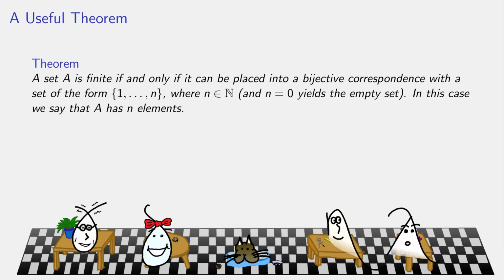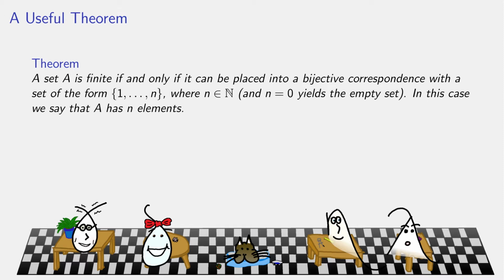A useful theorem to have in our back pocket: a set is finite. Remember, a finite set can be placed into a bijective correspondence with a subset of the natural numbers, but not all of them. A set is finite if and only if it can be placed into a bijective correspondence with a specific type of subset of the naturals, specifically the natural numbers 1 through n. If n is 0, we understand that the set beginning at 1 and ending at 0 is the empty set. But in this case, we say that the set A has exactly n elements. If you can place it into a bijective correspondence with the set 1 through n, and notice if n is 0, there are no such natural numbers, and that's the empty set.